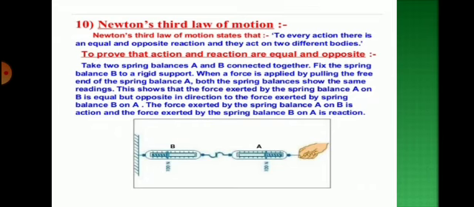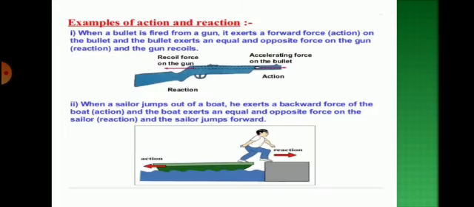When a body A exerts some force on another body B, then the body B also exerts some force on body A. For example, when a player kicks a football, the football moves forwards and the foot of the player moves backward. So this is Newton's third law of motion. These are the examples of action and reaction.